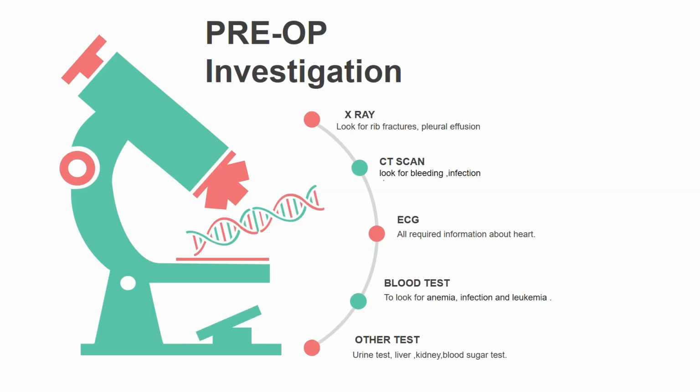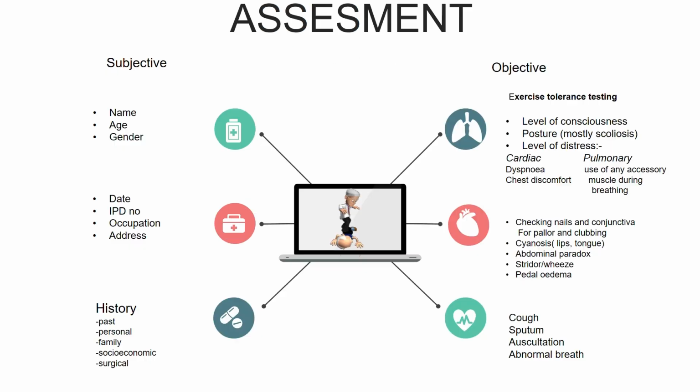Now, what are the pre-op investigations? So, checking for rib fracture or pleural effusions through X-rays, checking for bleeding or infection through CT scans. ECG will be performed with all required heart information. Blood tests will look for anemia, infection, leukemia, urine, liver, kidney, blood sugar. These tests are also performed.